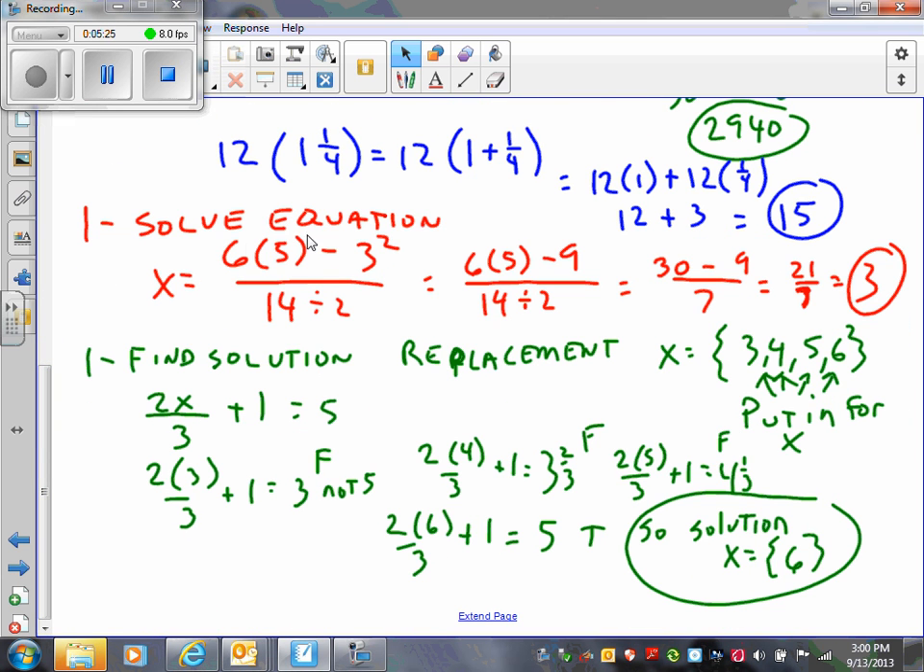You have one where you solve an equation that already has the variable isolated on one side, so you just do the math. 3 squared is 9, 6 times 5 is 30, 14 divided by 2 is 7, 30 minus 9 is 21, and 21 divided by 7 is 3.